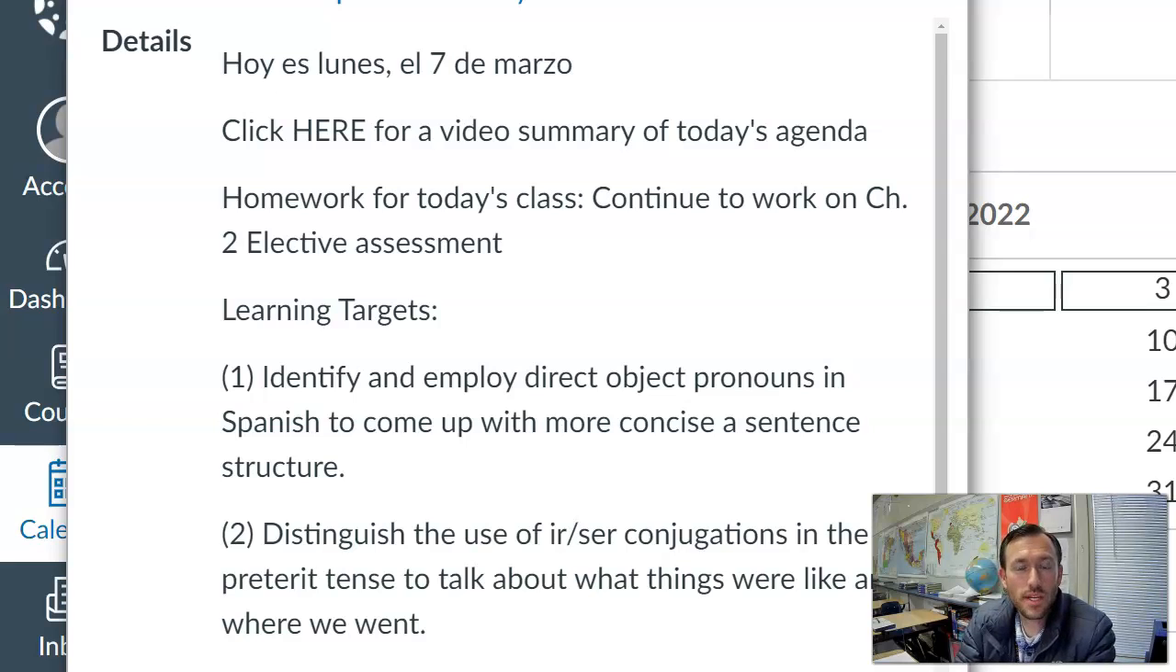No homework was due for today, just to continue working on your Chapter 2 elective assessment, the 20 things you did over the course of a week or weekend, or the fashion profile. Learning targets for today: identify and employ direct object pronouns in Spanish to come up with more concise sentence structure, and distinguish the use of ir and ser conjugations in the preterite to talk about where you went in the past.